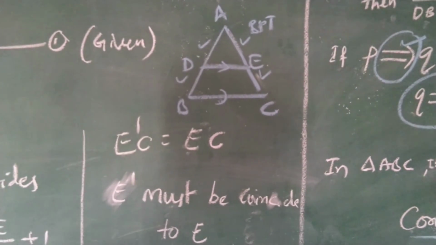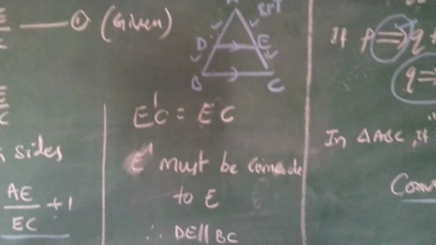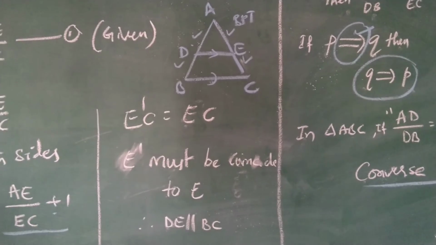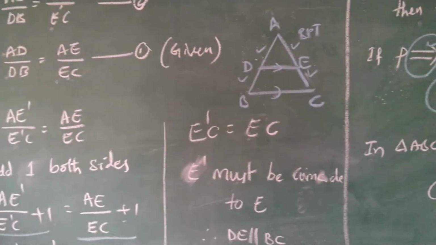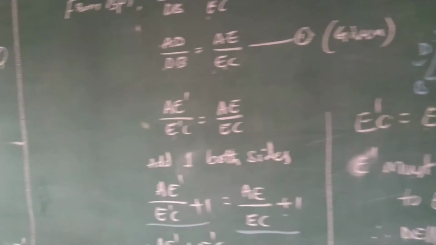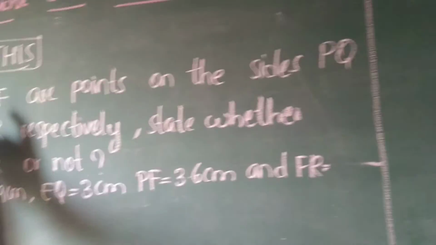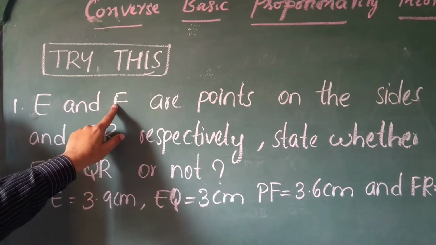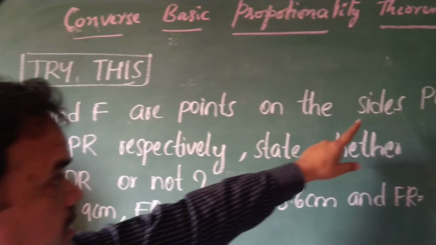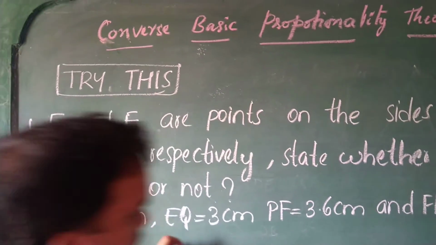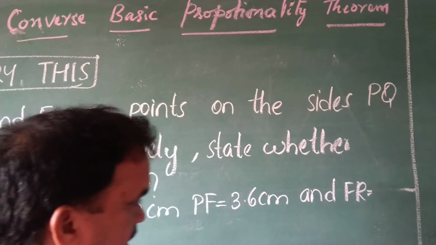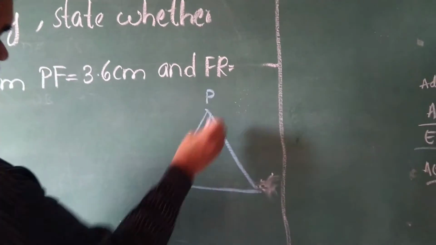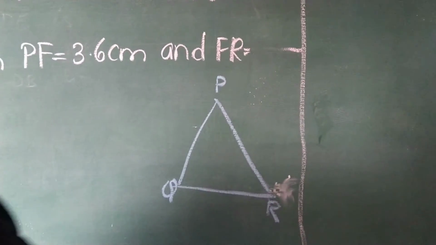We have finished BPT and converse BPT. Now try this problem on page number 198. E and F are points on sides PQ and PR of triangle PQR.